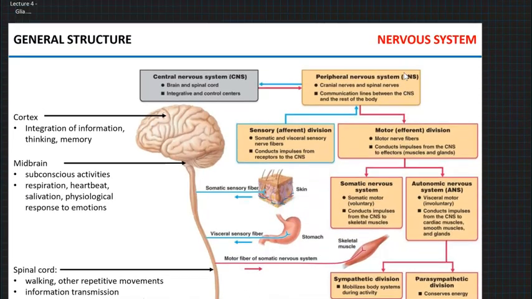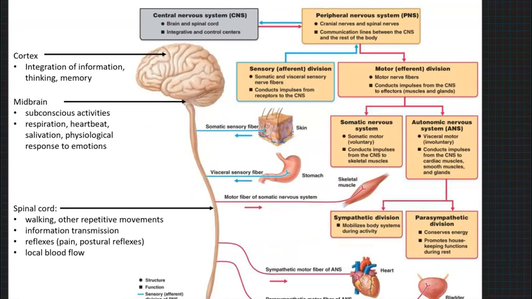So yeah, the nervous system. First, we're going to talk about its general structure, right? Which means we have two parts, central and peripheral. Okay? So what comprises the central nervous system?